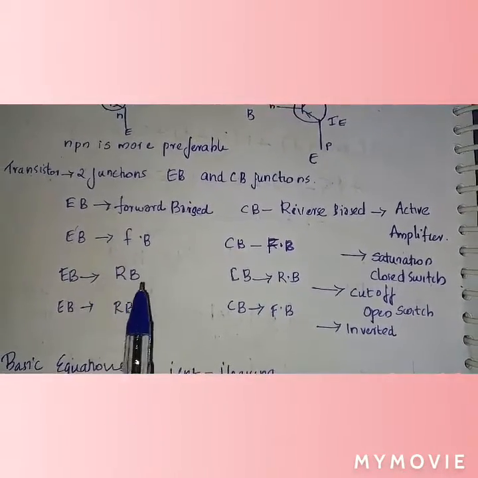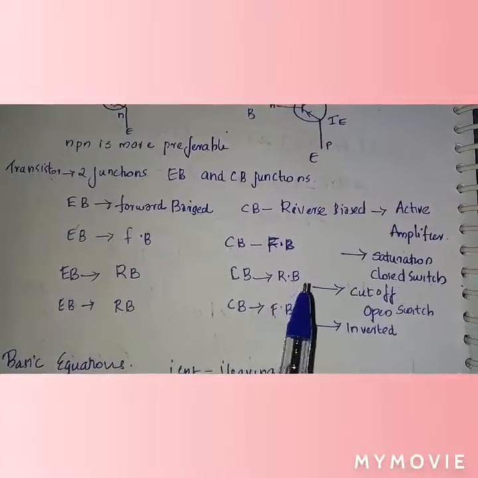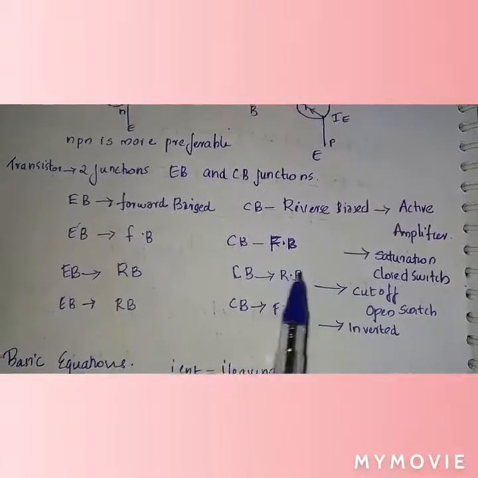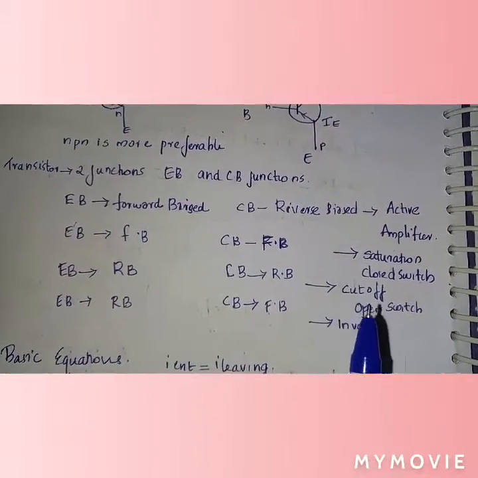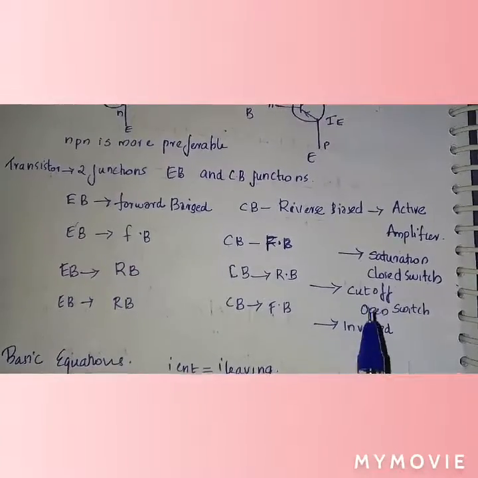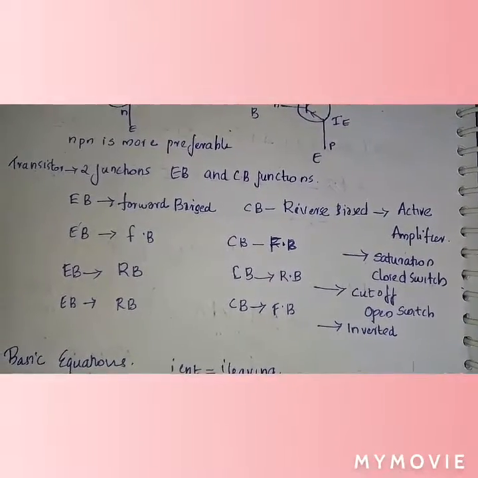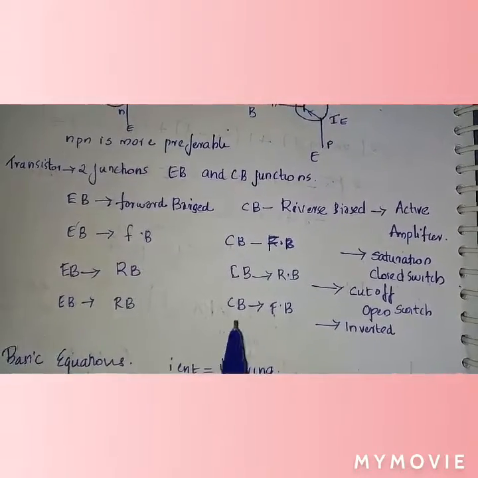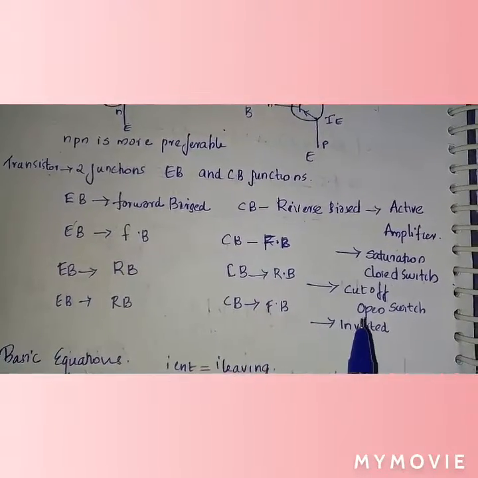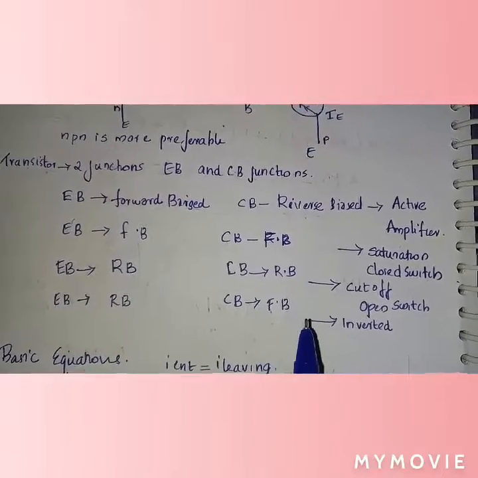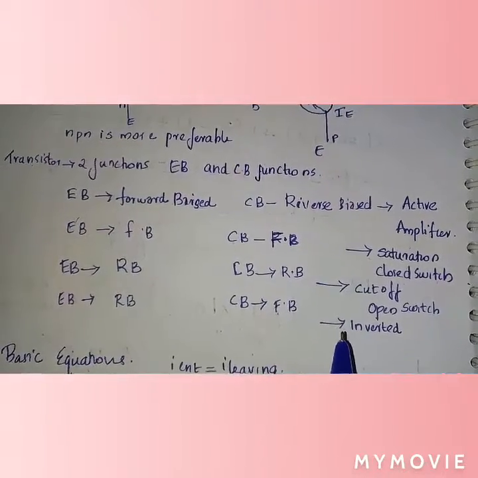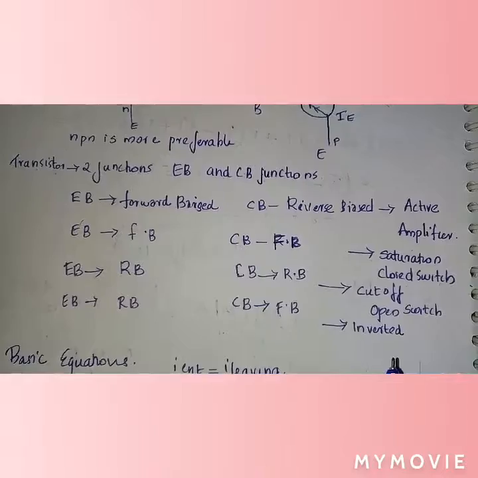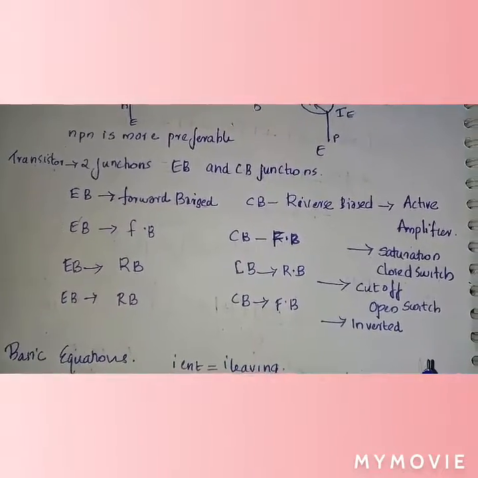When the emitter base junction is reverse biased and the collector base junction is reverse biased, that is, both junctions are reverse biased, this is the cutoff region and it is used as an open switch. When the emitter base junction is reverse biased and the collector base junction is forward biased, it is actually not used, and it is called the inverted region.